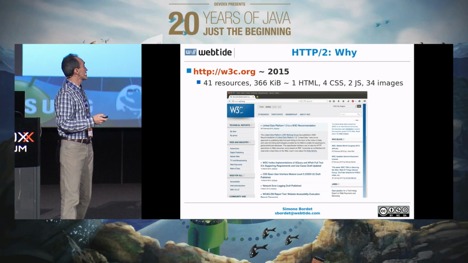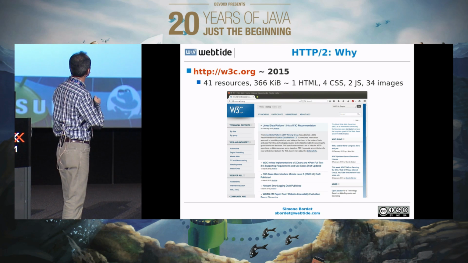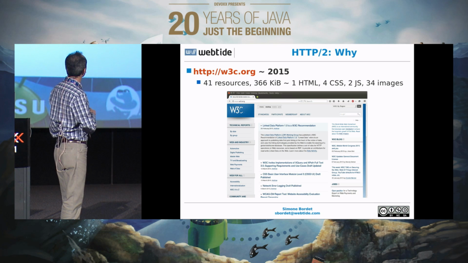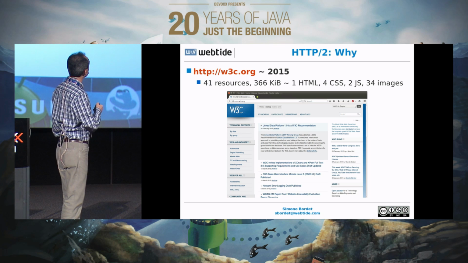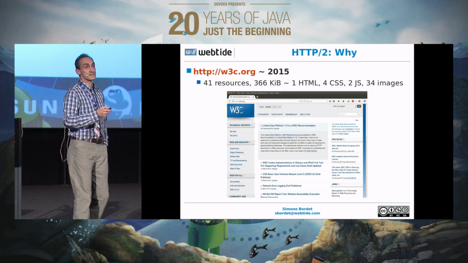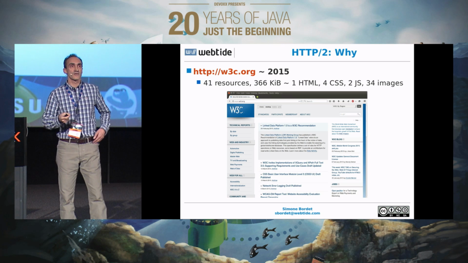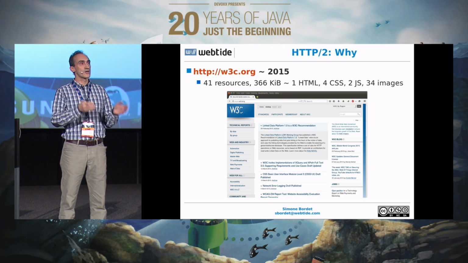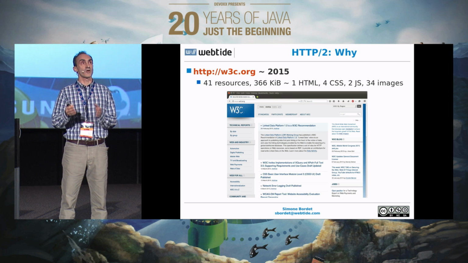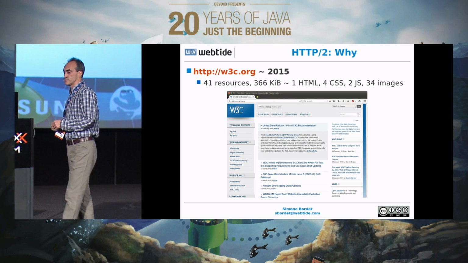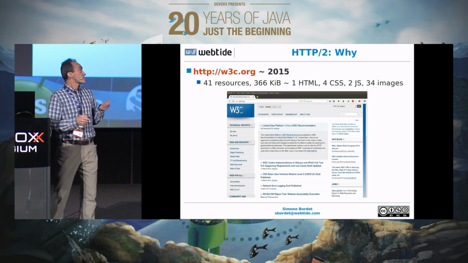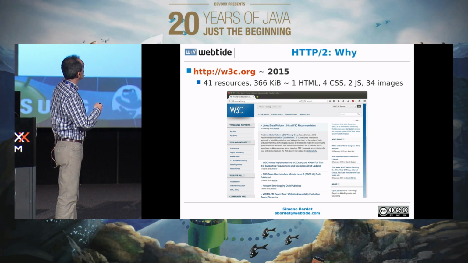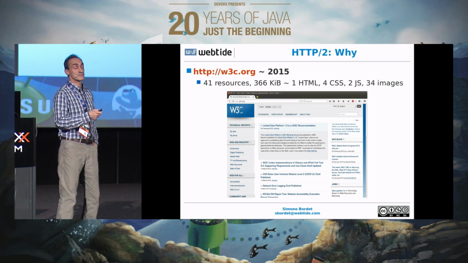Fast forward to 2015, and this is the same page of the w3c.org, but now it downloads 41 resources, and it's not 600 bytes, but 366 kilobytes. So there has been an increase of 40 times in the number of resources that have to be downloaded, and an increase of 60 times in the number of bytes. As you can see here, it's much richer. One HTML file, 4 CSS, 2 JavaScript, 34 images, right?